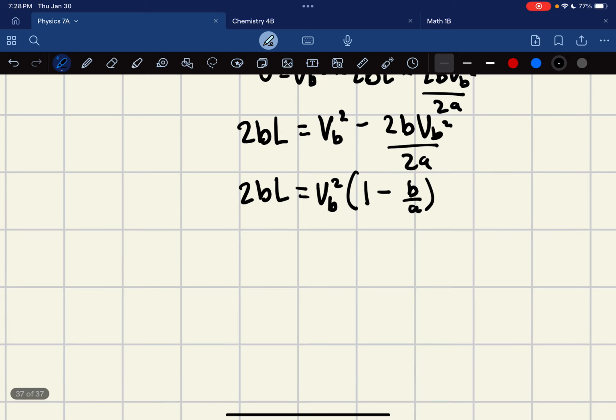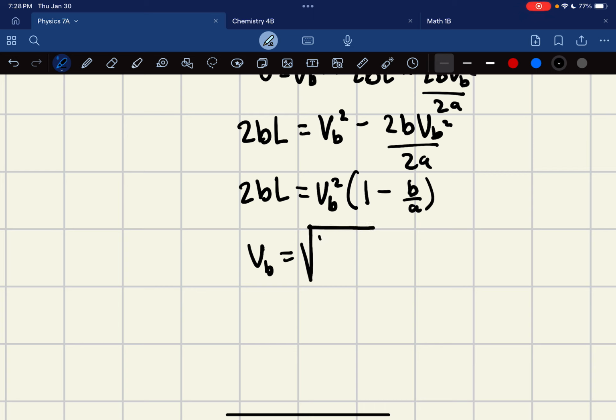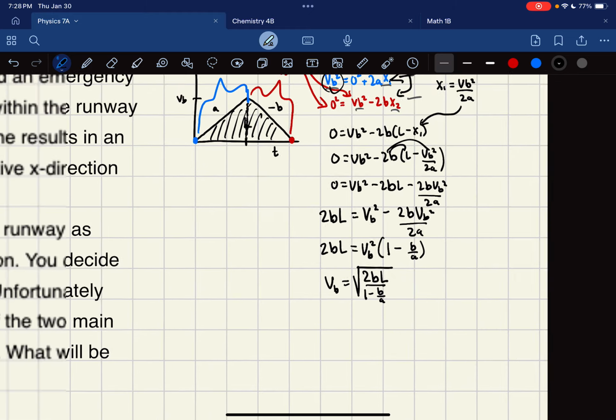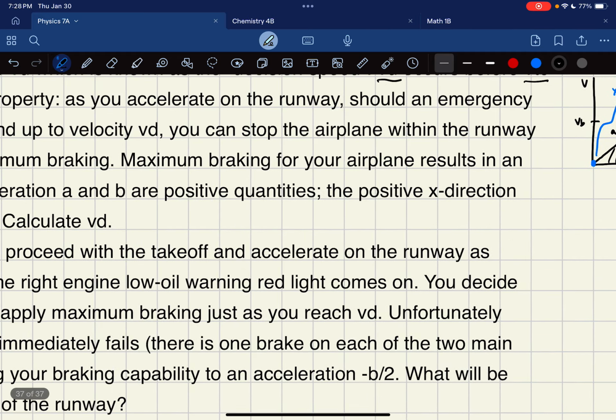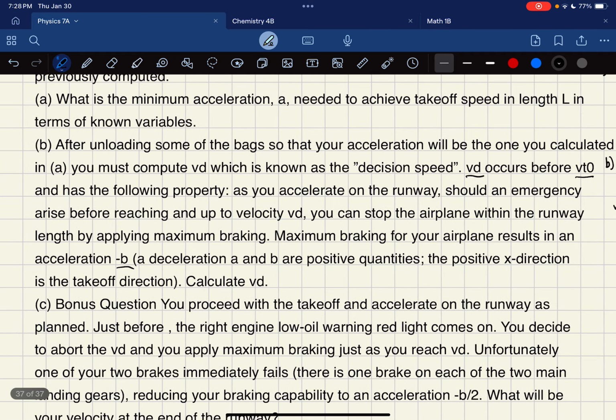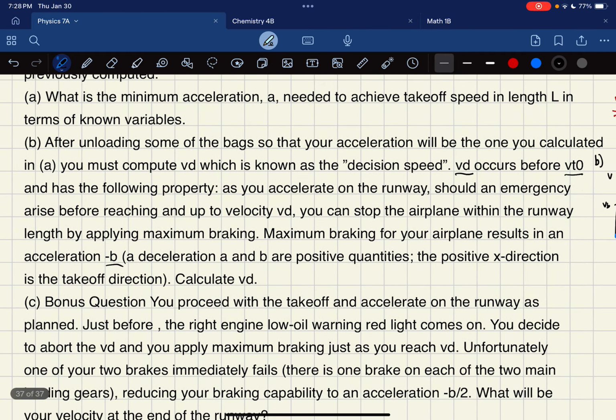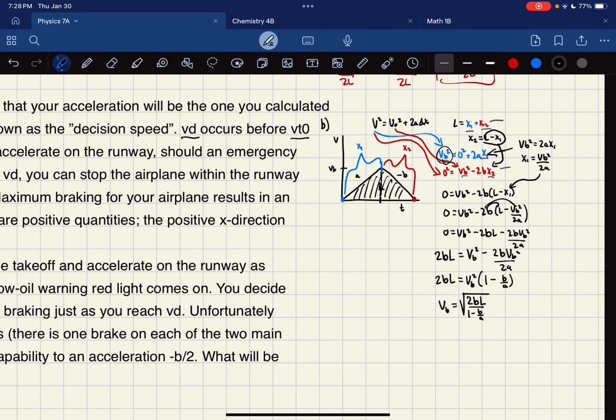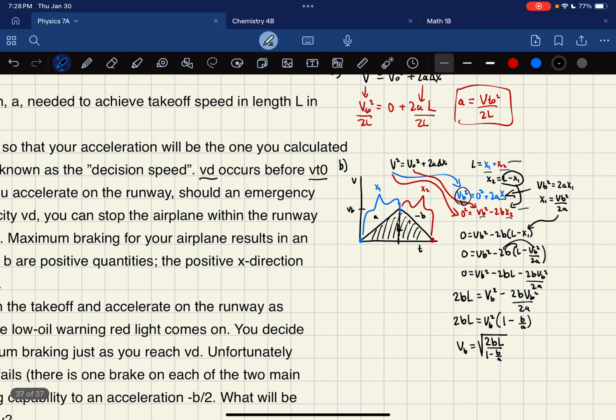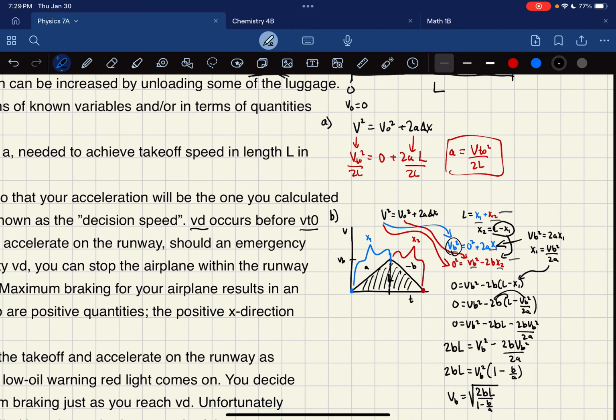Now, solving for VB squared, we get VB alone equals the square root of 2 big BL over 1 minus b over a. And just to check, it was VD the entire time. Oopsie. It's a little awkward. How far up did I make that mistake?